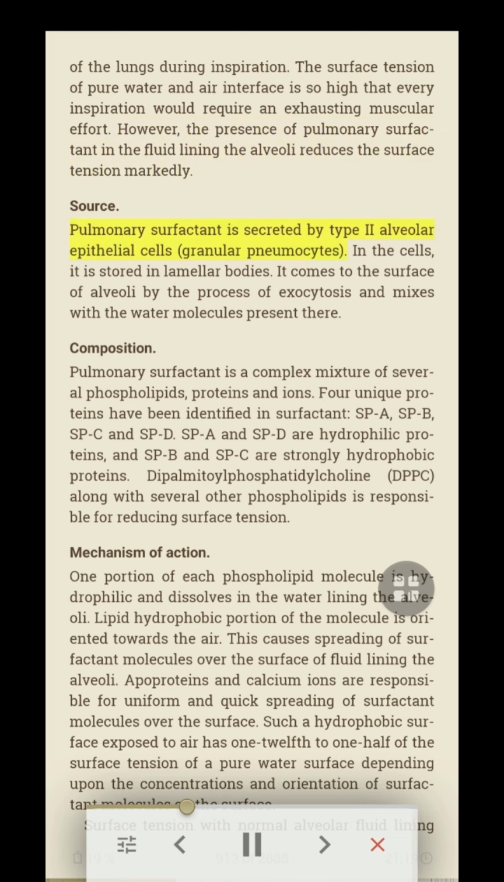Source. Pulmonary surfactant is secreted by type 2 alveolar epithelial cells, granular pneumocytes. In the cells, it is stored in lamellar bodies. It comes to the surface of alveoli by the process of exocytosis and mixes with the water molecules present there.